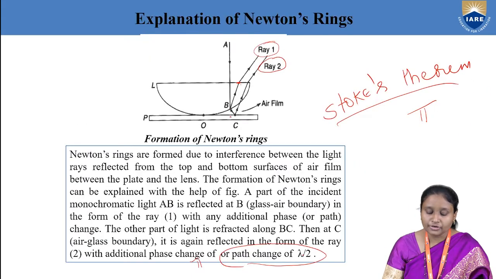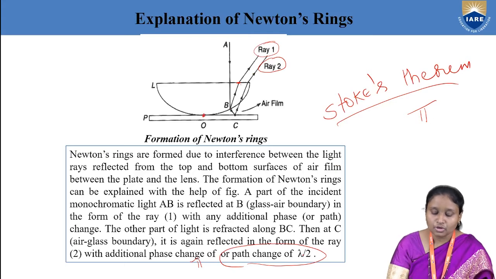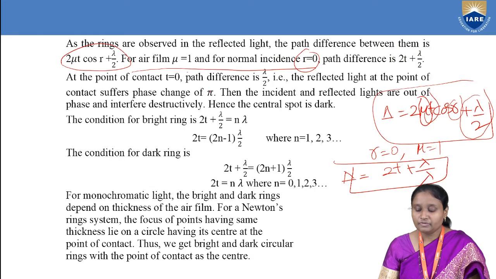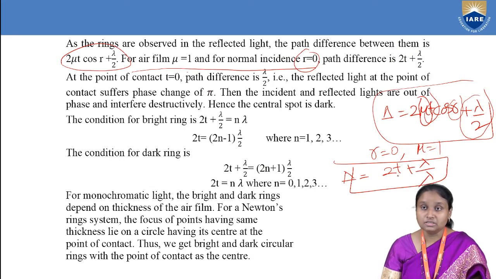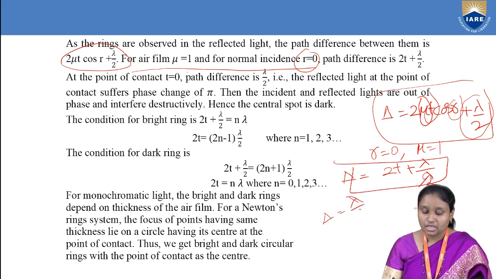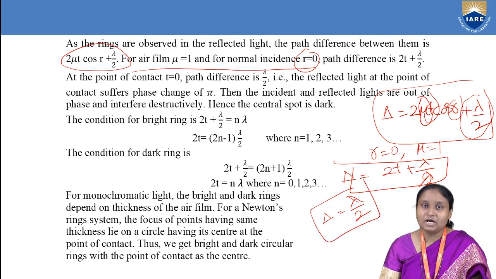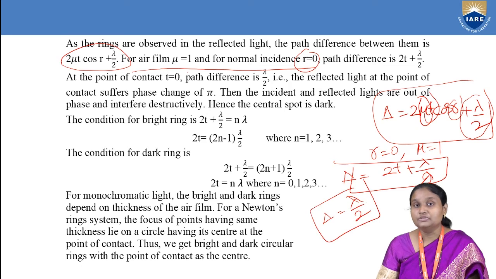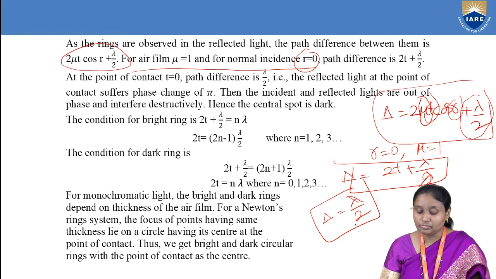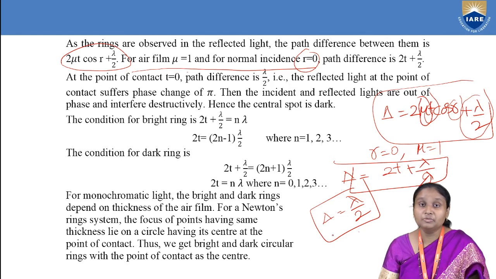If you go to this point of contact, this particular point O, what is the thickness of the air film? Thickness of the air film is 0. So what you will observe here is, once I substitute t equal to 0 in this path difference, I end up having path difference to be lambda by 2. And we know that once your path difference is a half integral multiple of lambda, then it is the condition for minima. So as you can see, we are getting path difference as lambda by 2. It means that it is satisfying the condition for minimum intensity, which gives rise to a dark fringe.